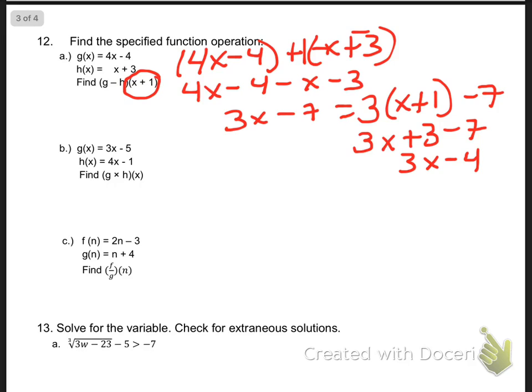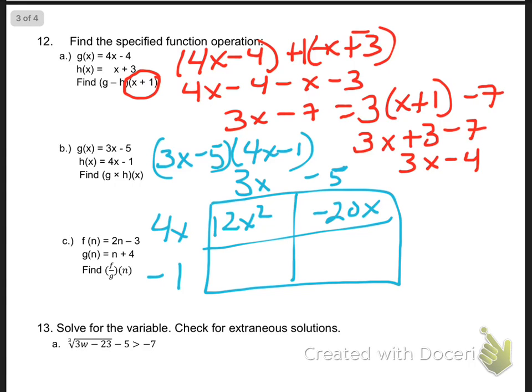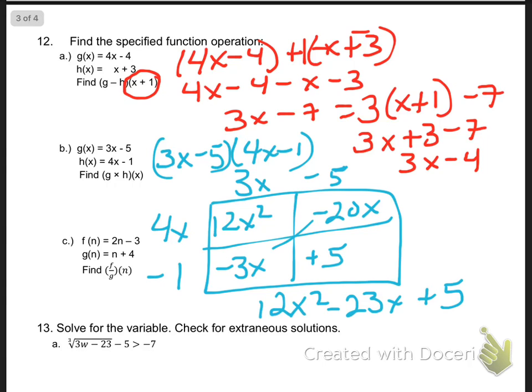All right, now let's do b. That means we multiply. So I'm going to do this in another color because I'm getting kind of a lot of, so I don't get confused. So I have (3x minus 5) times (4x minus 1). So I get 12x squared minus 20x minus 3x plus 5, add on the diagonals, so I get 12x squared minus 23x plus 5, all right?